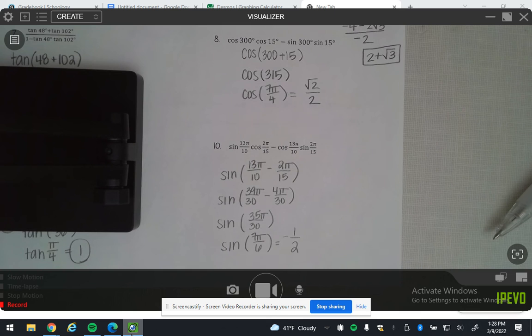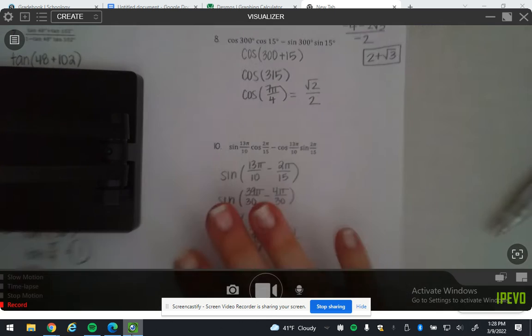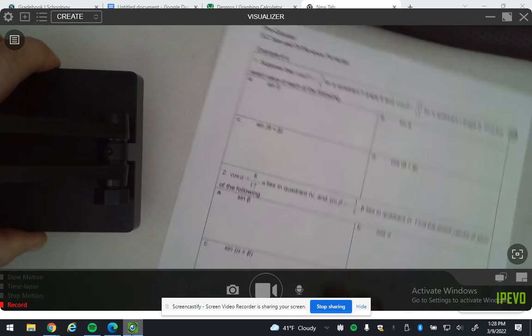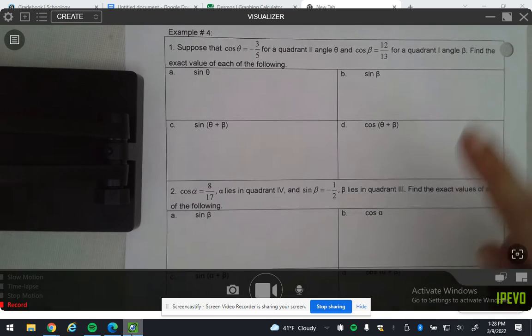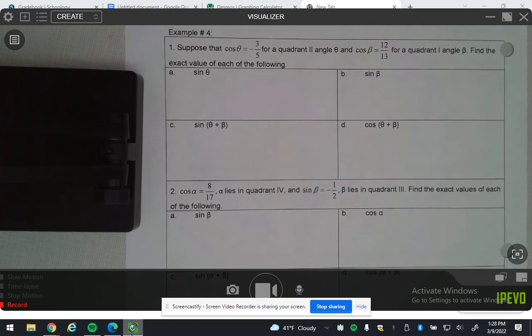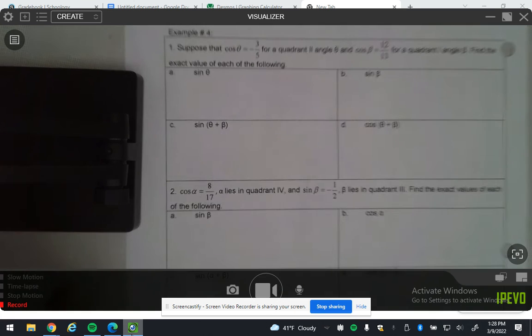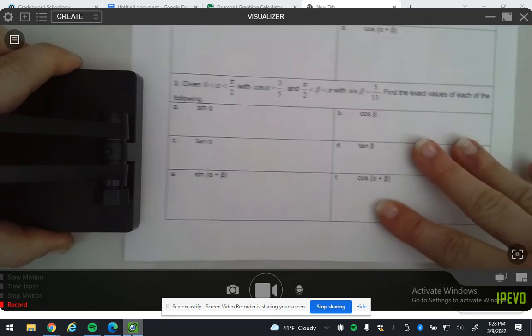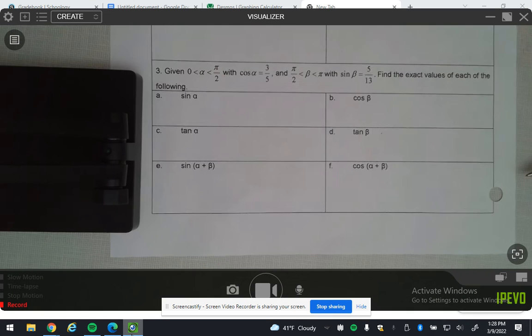Okay. Let's do some on the back. All right, here we go. You guys want to do 1, 2, or 3? It doesn't matter to me. You guys decide. Pick one quickly. 3. Okay. 3. All right, here we go.